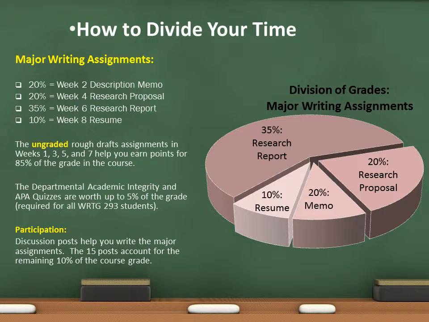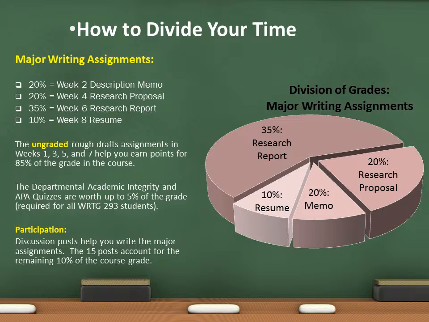Every Writing 293 student gets the same information about academic integrity and APA in these modules that are for the course material for the first 4 weeks. We also have a discussion in week 2 about reviewing the APA guidelines, but this 5% is a departmental requirement. And that brings us to the 90% of the grade. That last 10% is participation.